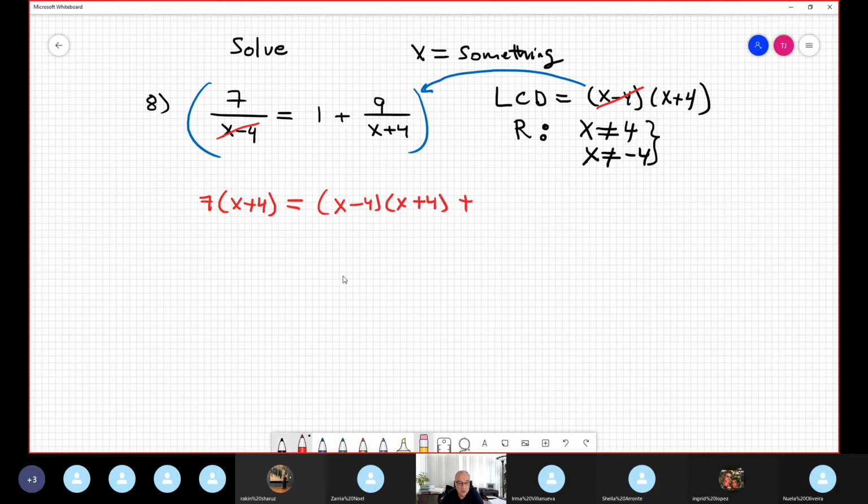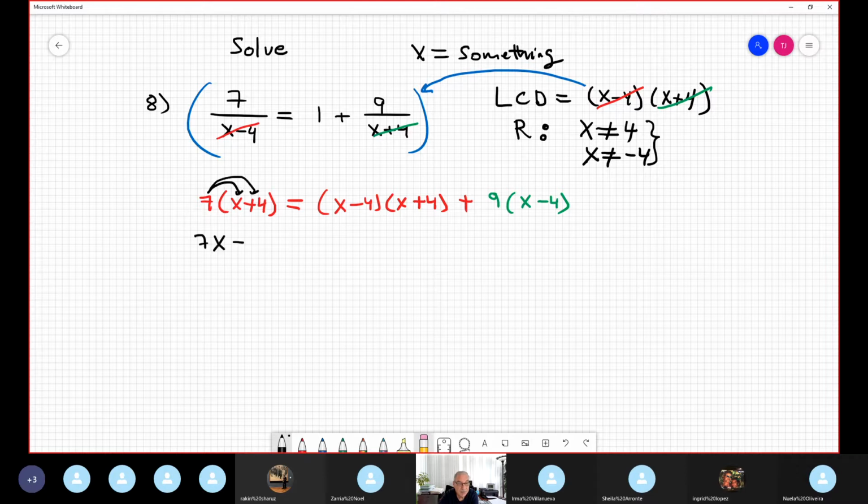Plus, let me use green color. Now this is cancelled out and stays 9 times x minus 4. And this is my new equation without fractions, que is equivalent, you know, but not 100%. It's equivalent except in the restriction. That is important, determine the restriction at the beginning, no? The rest is easy. You apply distribute the property here.